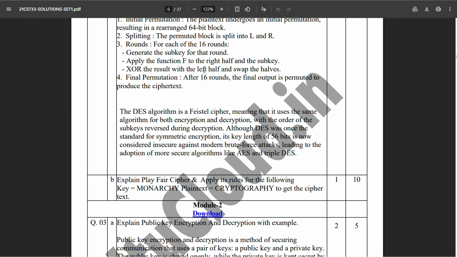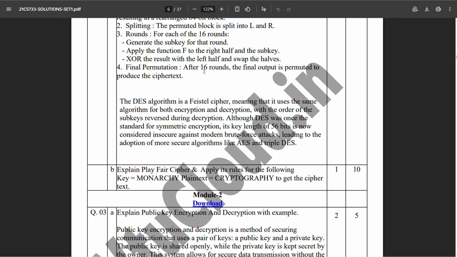And coming to the next question, explain Playfair cipher and apply rules for the following. To solve this problem, you have to know the four rules of the Playfair cipher. Through those four rules, we are able to solve this problem.